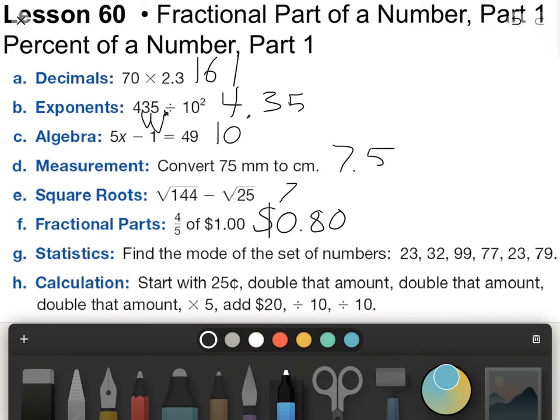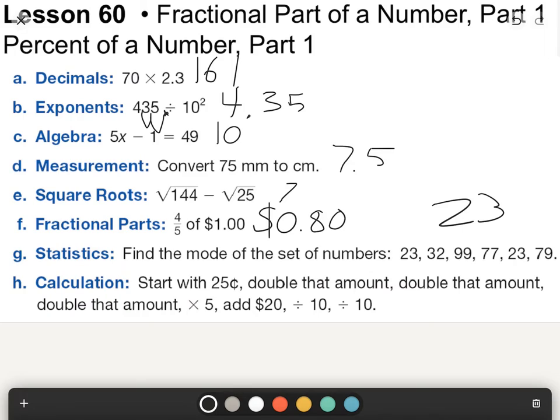Then, finding the mode. Oh, who's popular today? Looks like 23 is just everywhere these days. Yeah, 23. It's popular. Just insanely popular. Everyone loved them.